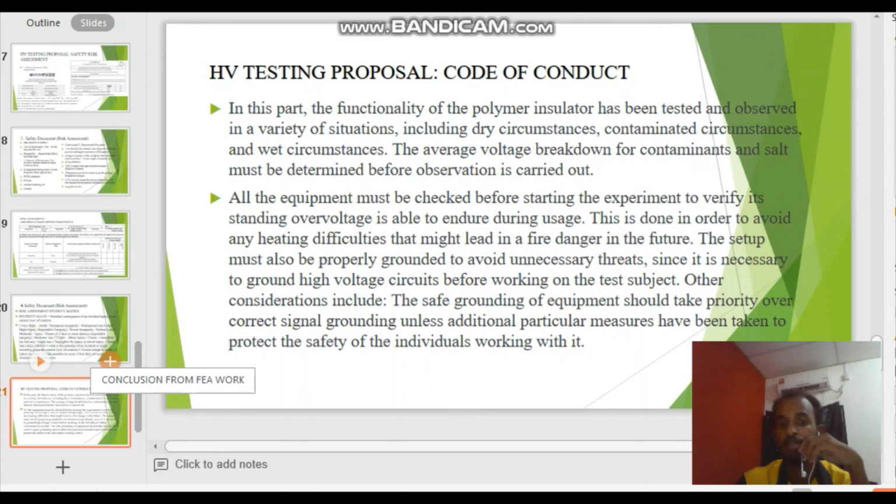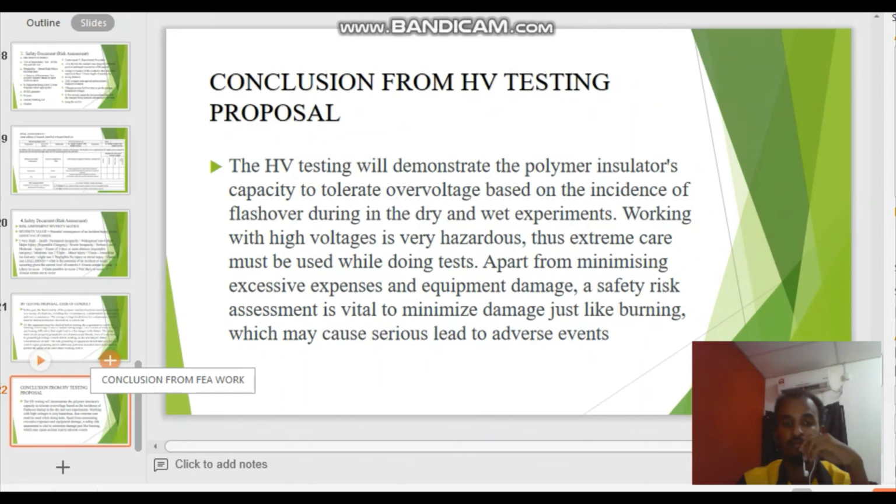All equipment must be checked before starting the experiment to verify that its rated voltage is able to endure during usage. This is done in order to avoid any heating difficulty that may lead to a fire danger in the future. The setup must also be properly grounded to avoid unnecessary faults.